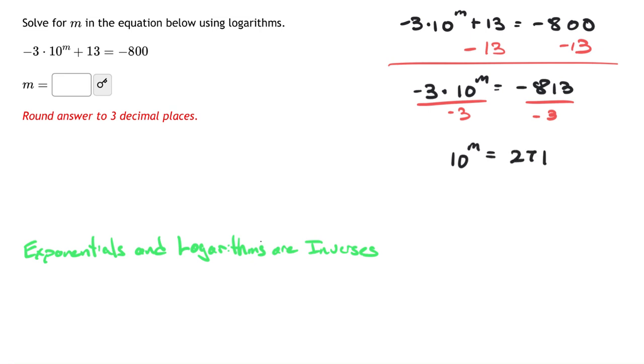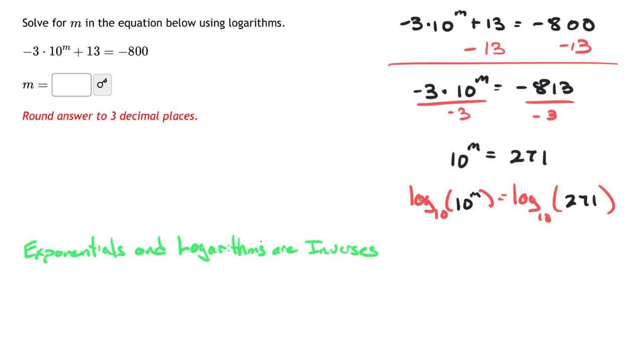Okay? From there, we're so close. What we have left to do is to undo our exponential, and we use a logarithm because that's the inverse. The base of this is 10, so we're going to do the log base 10 of both sides. So you have log base 10 of the left side, and you're going to do log base 10 of the right side. That's how you use your inverses. And so this is 10 to the m in there, 271 inside there.